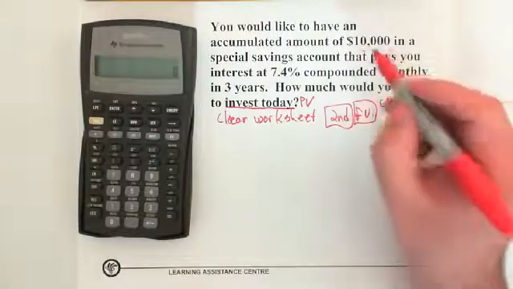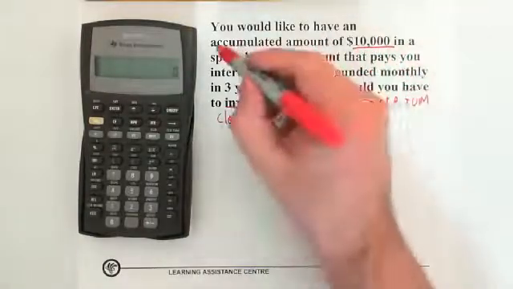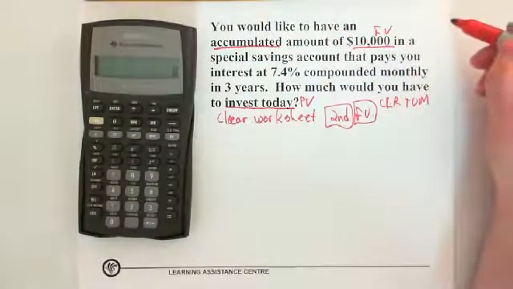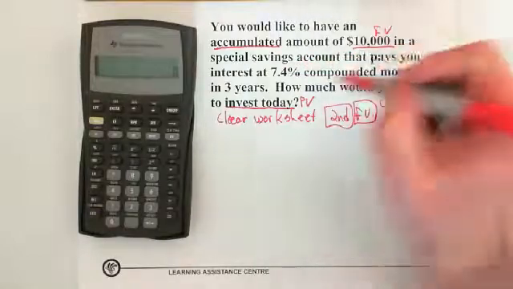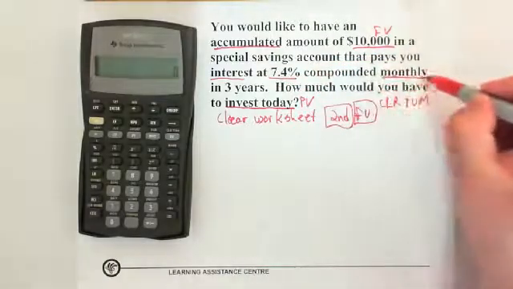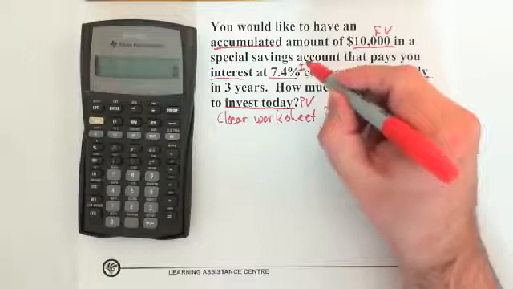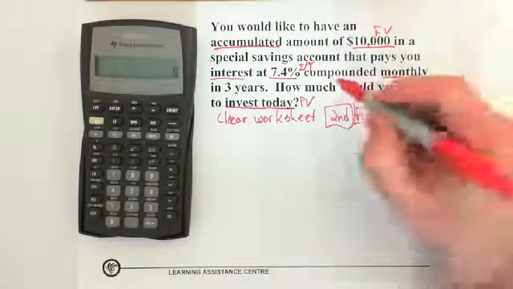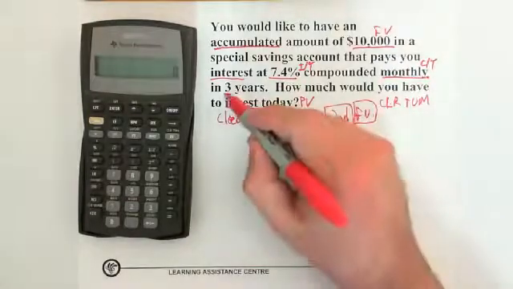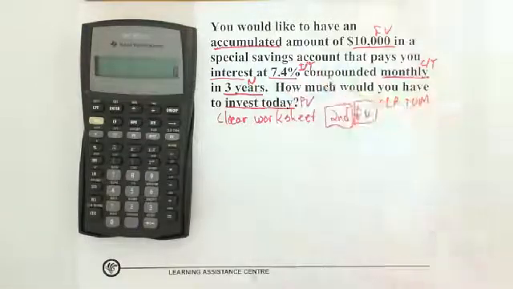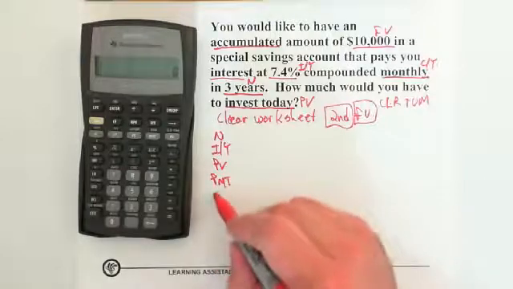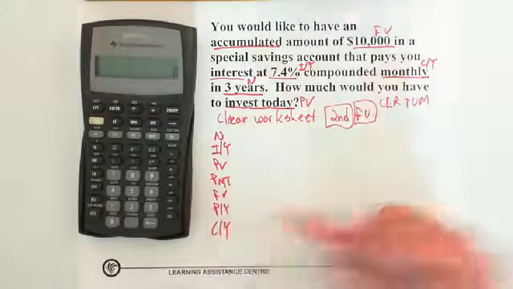So then the $10,000 is the amount that we want to accumulate, so that's going to be a future value. And then it goes on to say the special savings account will pay you an interest of 7.4% compounded monthly. So 7.4%, that's going to be our interest rate, or IY, and then it's compounded monthly, so monthly is going to be our CY, and then in 3 years, so this is going to be our N. So let's write out the row of buttons again.